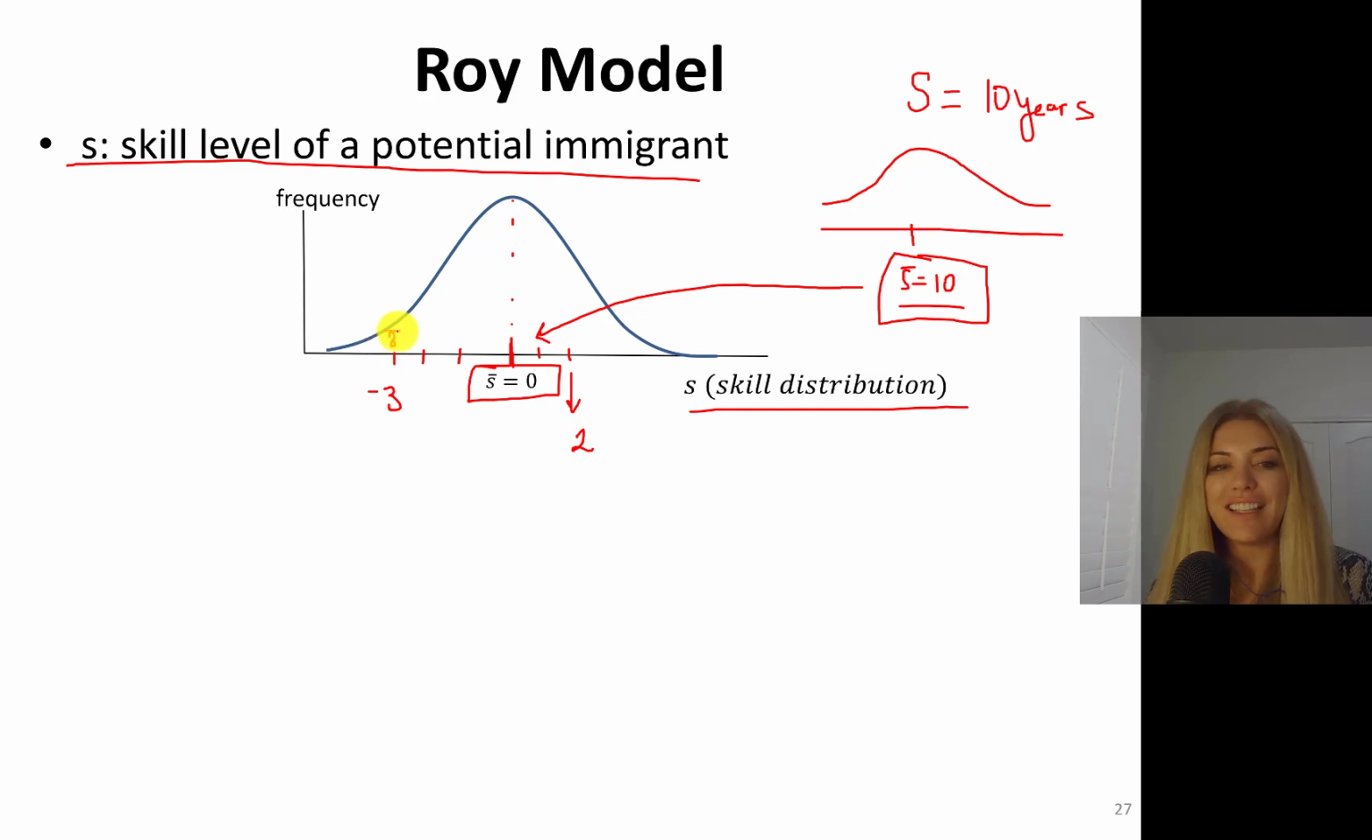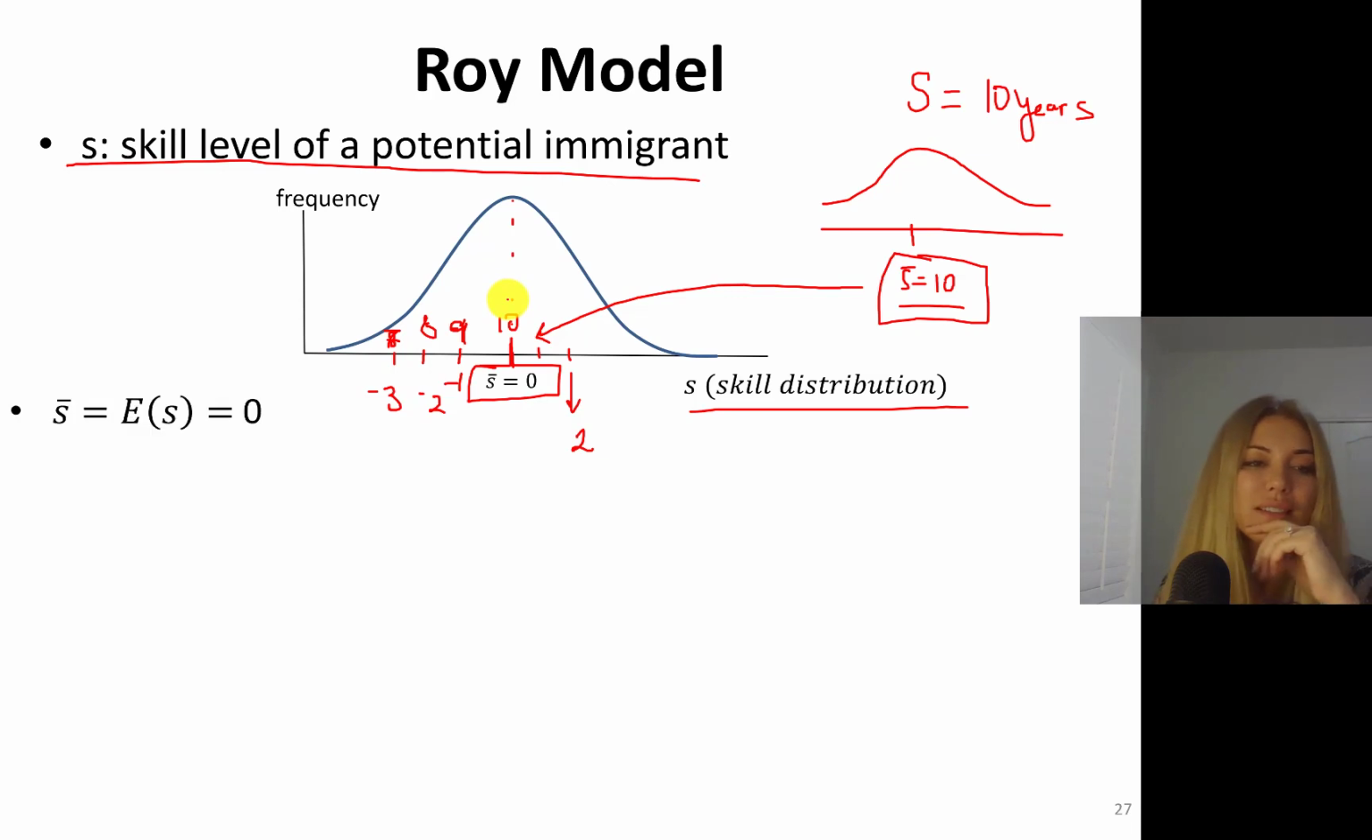Actually, this is 7. 7, 8. 8 years of education is negative 2. I made a mistake. 9 years of education is negative 1. And then 10 years of education is 0. This is standardization, and we'll learn about why we're doing this.